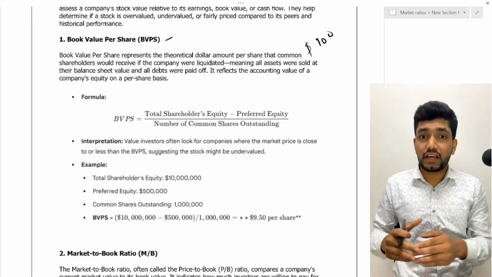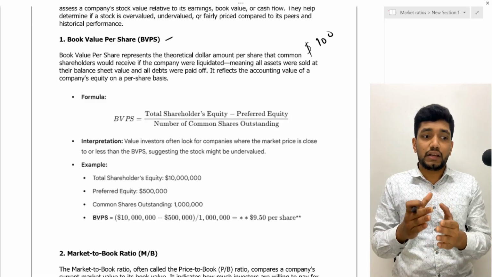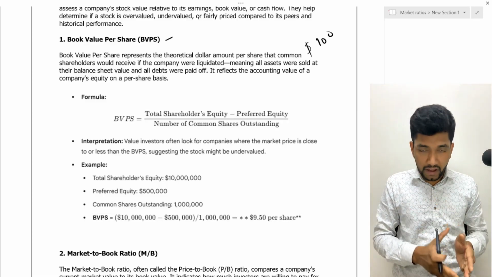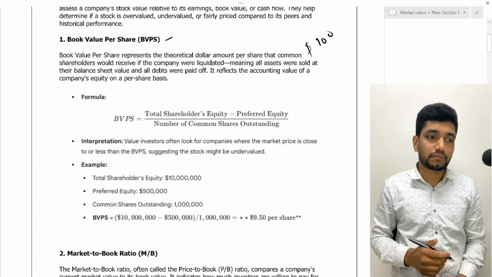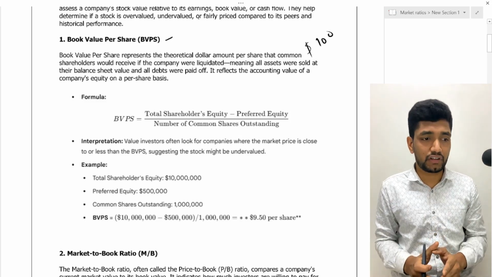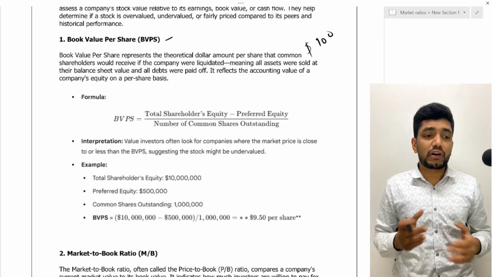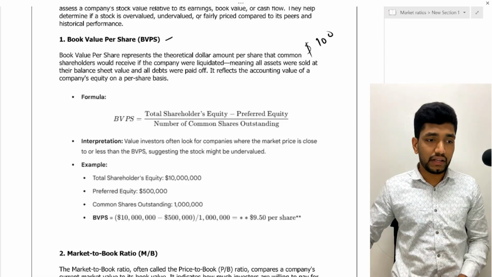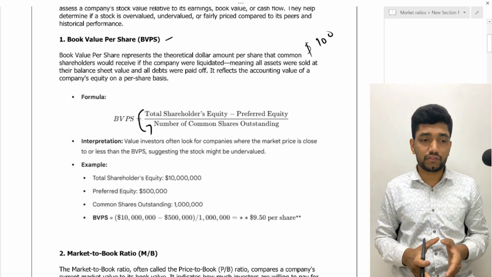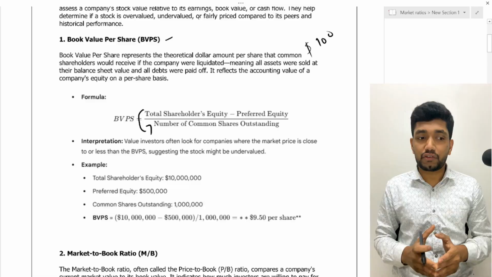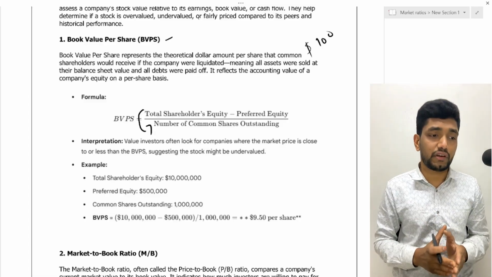So book value per share helps investors or analysts to assess and compare the book value per share with the market value per share. So how do we calculate the book value per share? Book value per share is total shareholders' equity divided by the number of common outstanding shares. From the total equity, we have to subtract the preferred equity, because it considers only the common shareholders' equity.